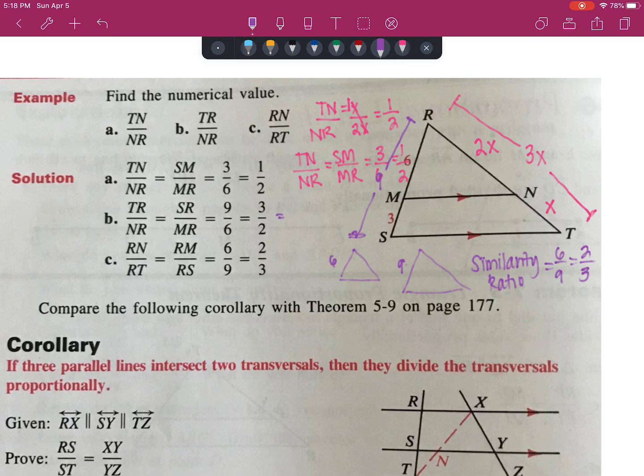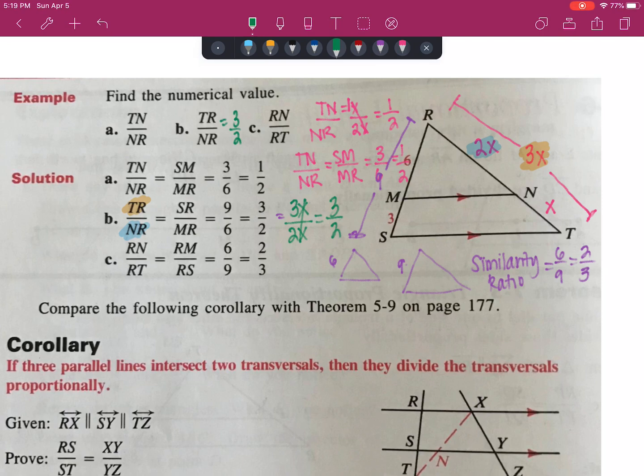So TR over NR. TR is, in my pink over here, here's TR. TR is 3x. So I'm going to show you 3x. And then NR is 2x, right? 2x. And the x's cancel, and we get 3 over 2. So that's this ratio right here. TR over NR is 3 over 2.